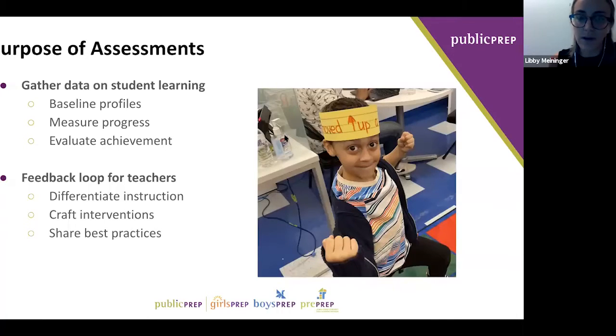We make a commitment to all of our families at Public Prep, and this is actually from our mission, that our scholars master the ability to read, write, listen, speak, create, and think deeply across disciplines with a particular focus on the science, arts, and math. And assessments help us ensure that we're following through on that mission and delivering on that promise to all of our families.